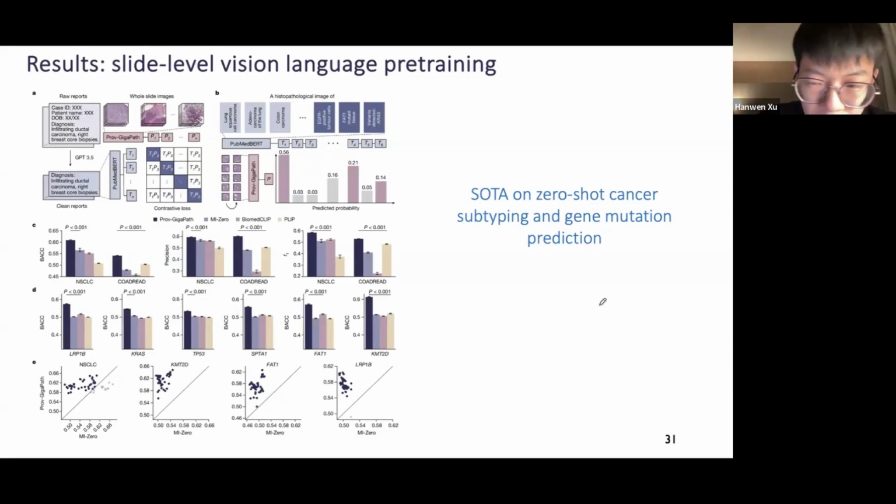And here we still observe that our model achieves top performance on both the zero-shot cancer subtyping task and the gene mutation prediction task. And we argue that if we have this nice model, then at least in the pathology domain, we can map the histology images into the text space.